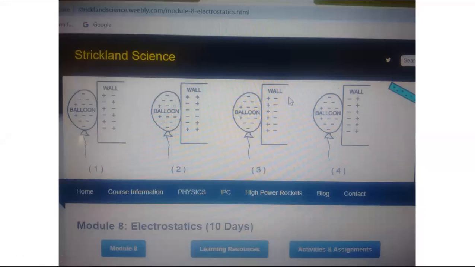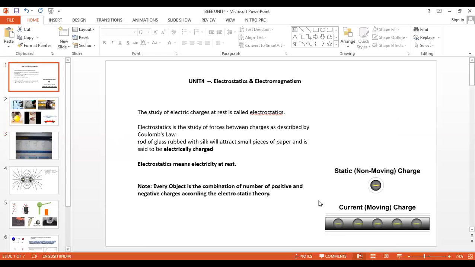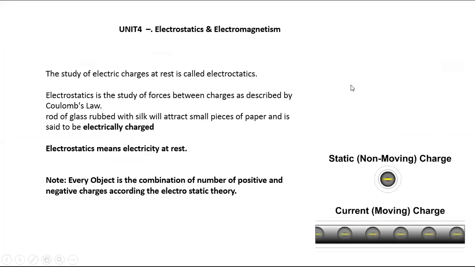So I am coming to practically what exactly this charge is. Now we go for the definition. All of you, you can take a screenshot of this one, what I am showing. Okay. Unit 4. What is this electrostatics word? Okay, here the word spelling mistake is there, electrostatics. Okay. What is this word? The study of electric charges.